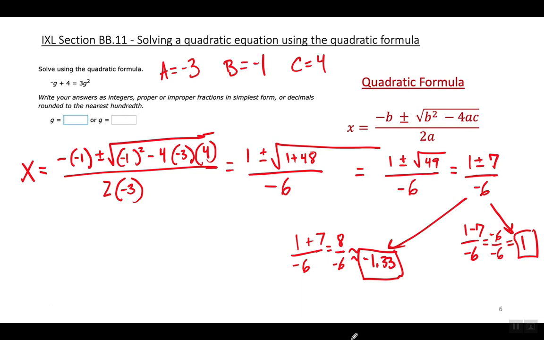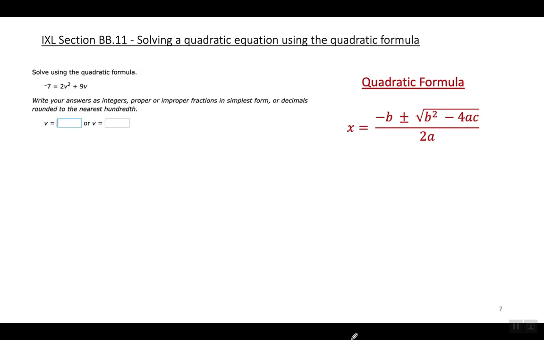All right, one more example to go. This is our last example. So again, you got to get everything on the same side so that you can identify what's A, B, and C. If I move negative 7 to the right and put it over here, it becomes positive, and this will become 0. So if I do it that way, then A is going to be 2, B is going to be 9, and C is going to be positive 7.